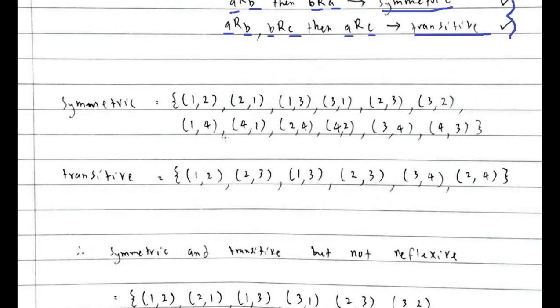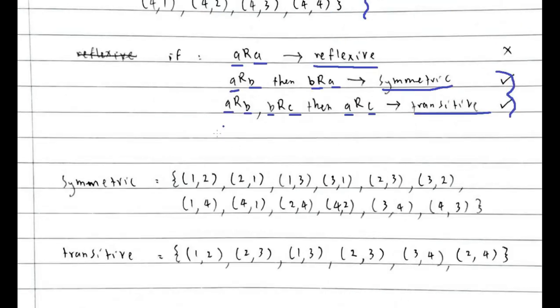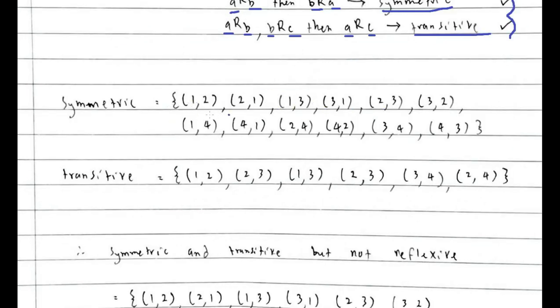Now we list the symmetric relations first. As I said, if A relates with B, then B must relate with A. So in this list of symmetric relations, (1,2) and (2,1), then (1,3) and (3,1) must exist, (2,3) and (3,2) must exist, and so on. Okay, next we go for the transitive relation, which is if A relates with B and B relates with C, then A must relate with C.